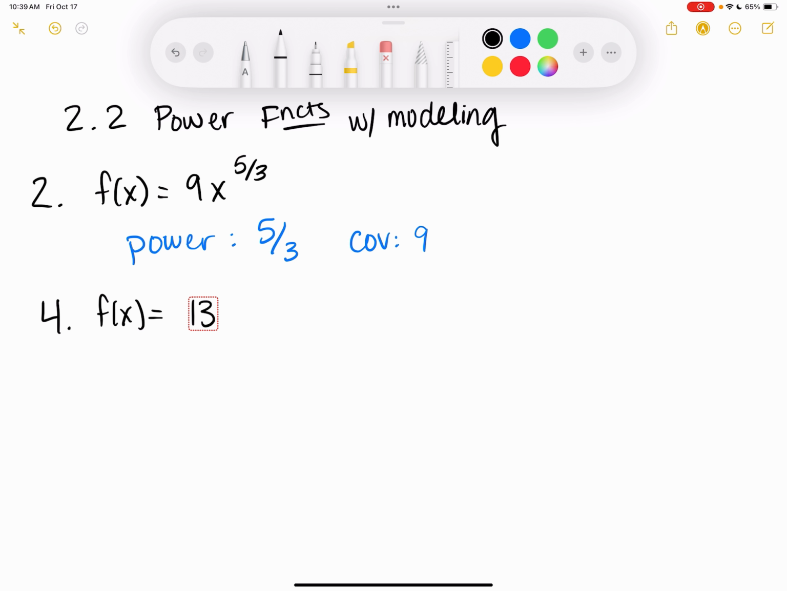Bingo. That's what I said. Yes, because it's written in the form 13 times imaginary x to the 0. So this is a power function of power 0. So the constant of variation then is 13.